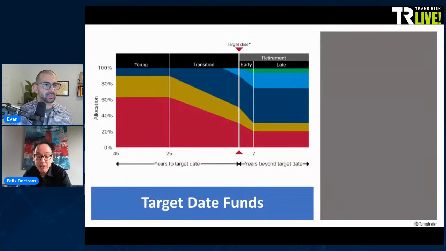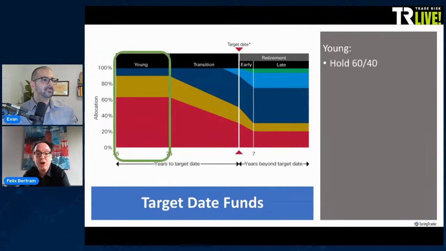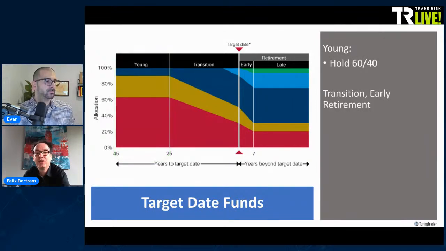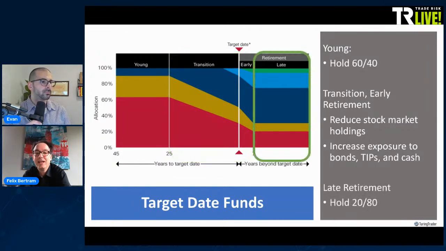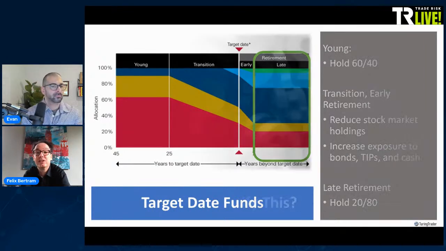And there are products out there, and they've been out there for decades. For example, these so-called target date funds. The idea here is that you change the asset allocation over time. So you're starting when you're young and you're holding a 60-40, and then there's a transition period where you're reducing your exposure to stock markets and increasing exposure to fixed income products. And then in late retirement, you're holding a very conservative 20-80. So far, so good. And as I said before, these products have been around for ages.